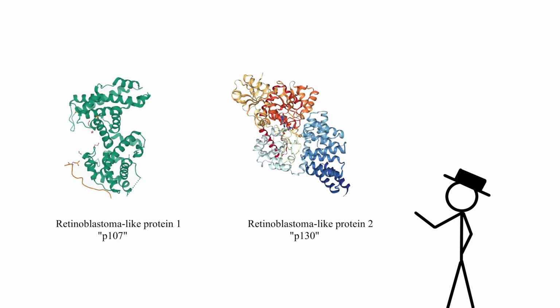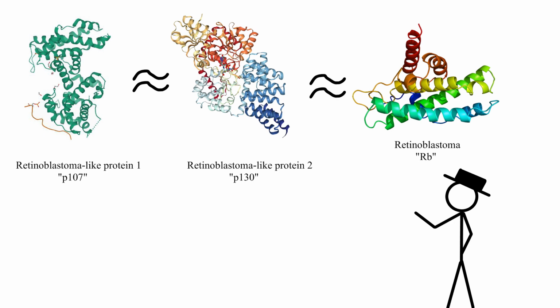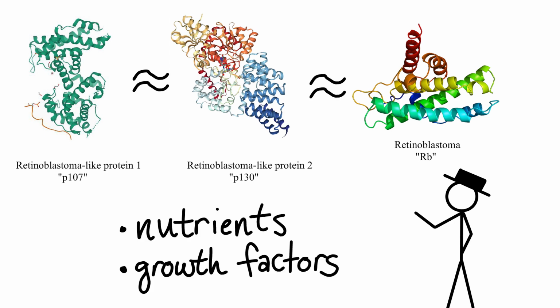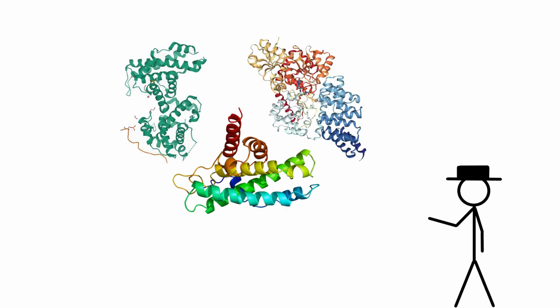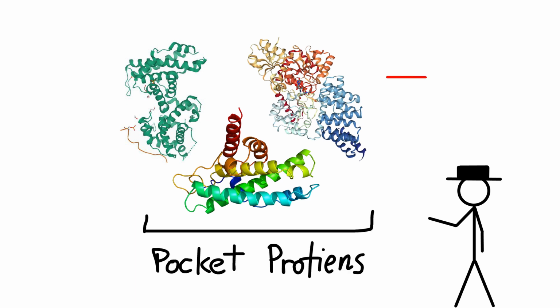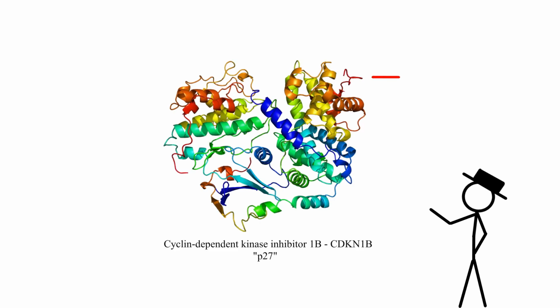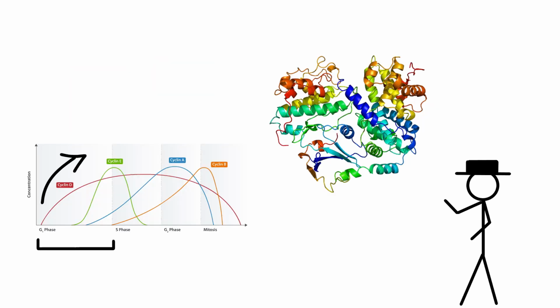There are 2 more proteins, P107 and P130, that do a similar function as RB, including determining if there are enough nutrients and if growth factors from neighboring cells are present. These 2, along with RB, make up the pocket proteins, which are all negative regulators. By the way, it is worth mentioning that another negative regulator, P27, acts in a similar manner as RB, and as more and more cyclins are produced, will become inhibited and lets the cell cycle continue.